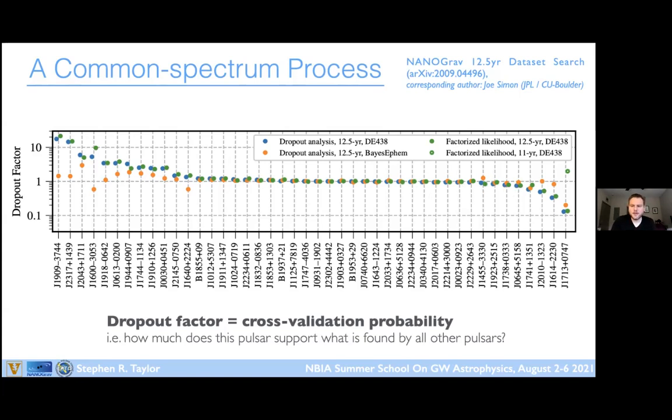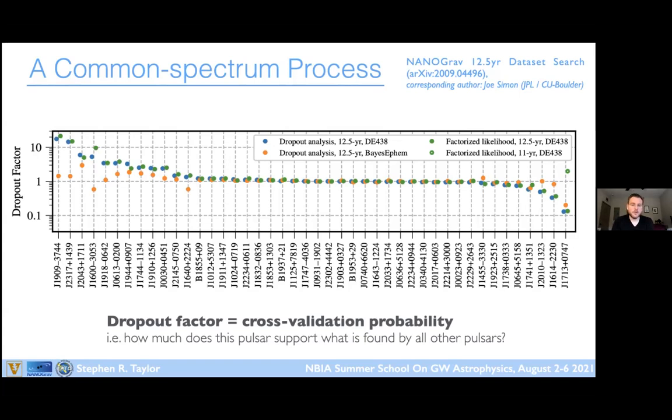Then we have some pulsars that are interesting over on the right-hand side here. These pulsars actually seem to disagree with what is found by the other pulsars in the array. Now, it's only a few. And as you can imagine, these are pulsars that we've set aside to look at with more dedicated, more advanced noise modeling approaches, because we think the effect being seen here is that these pulsars have not been modeled well enough in their low-frequency noise properties to give positive support for this signal.